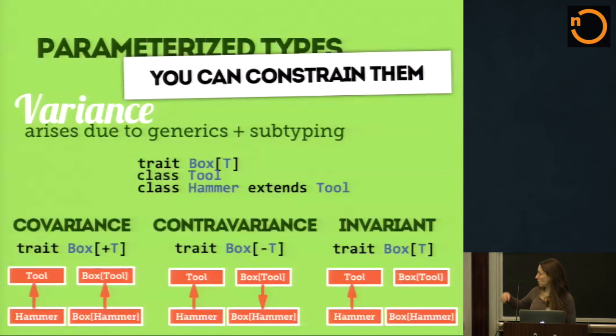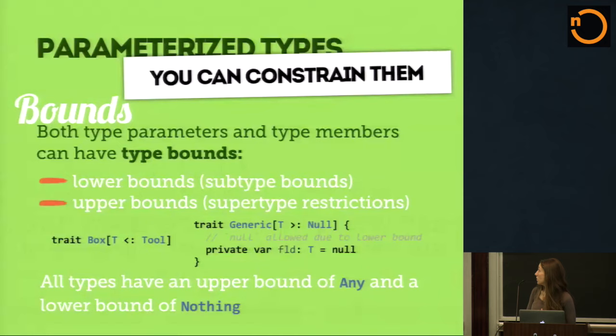Contravariance is the opposite, as you can see. And then finally, there's invariance, and that's when there's no relationship at all. And that's the default in Scala. So if you wanted covariance, you'd have to add a variance annotation to your type parameter, this little plus symbol, because by default the Scala compiler assumes there's no relationship between a Box of Tool and a Box of Hammer. So you can control some things with these variance annotations.